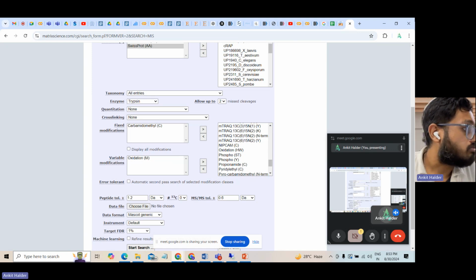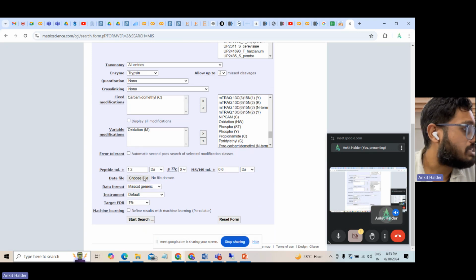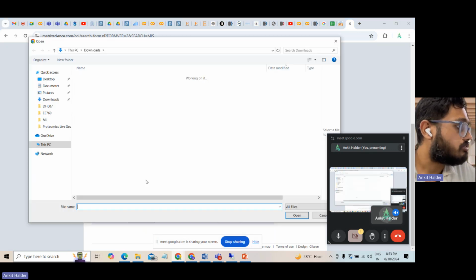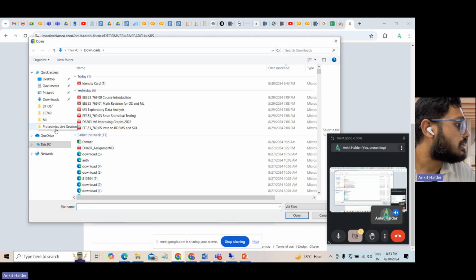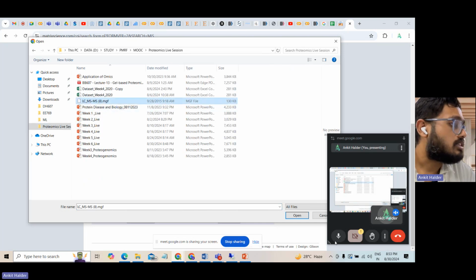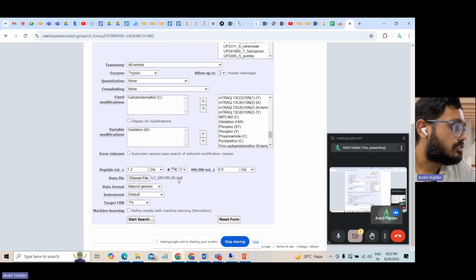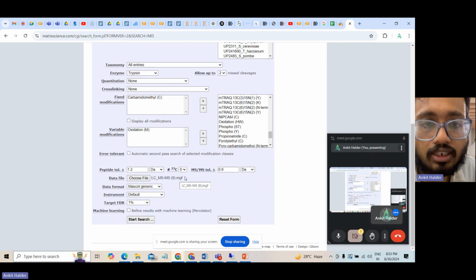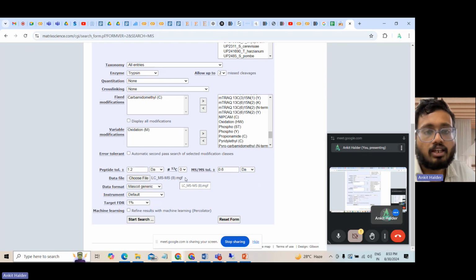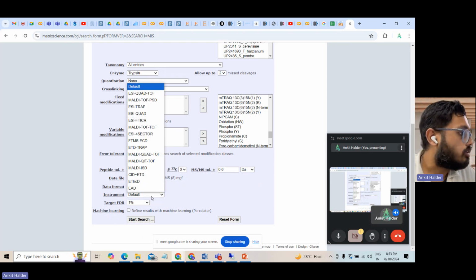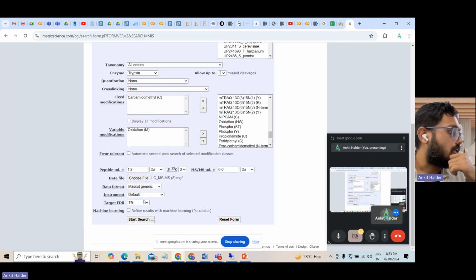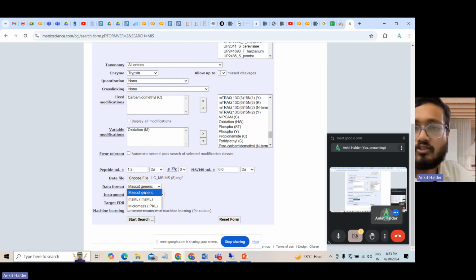Then we have peptide tolerance. This we are keeping default for now. We can choose our target files. We are using an MGF file, that is, Mascot Generic Format. The instrument we are keeping default. You can see all these instrument types. The file can be mass generic or mzML files; you cannot take other files.